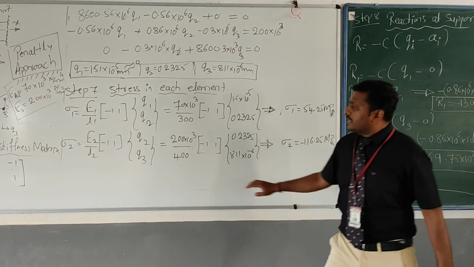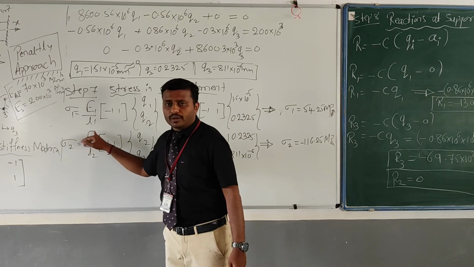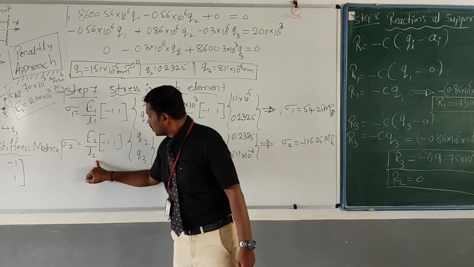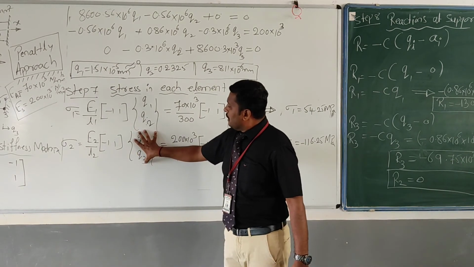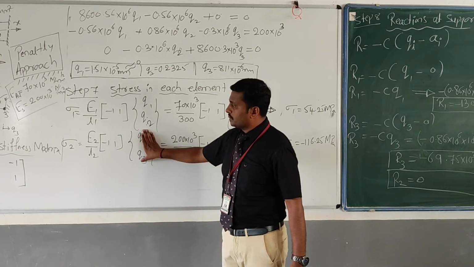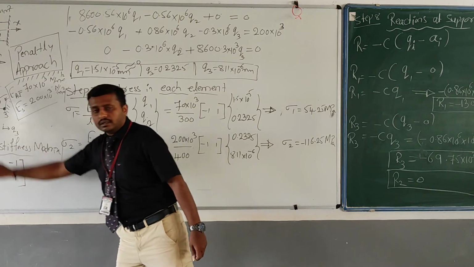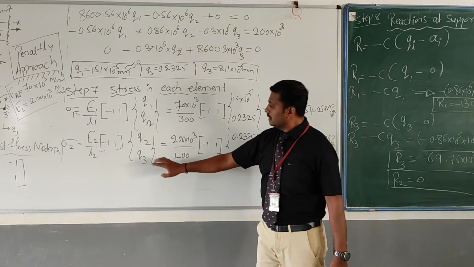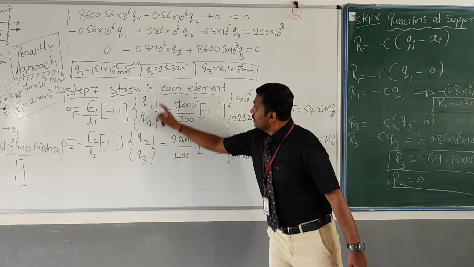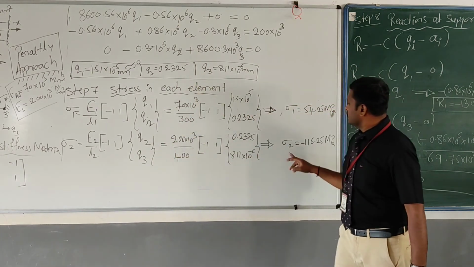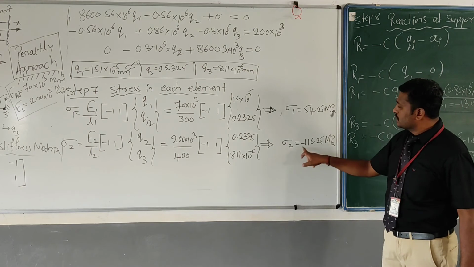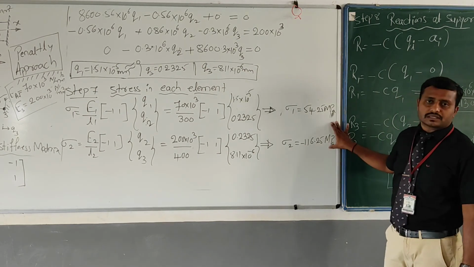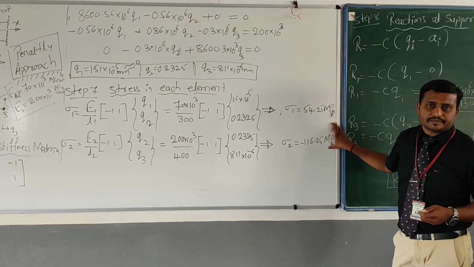And sigma 2 equal to E2 upon L2. The general equation is E upon L. This is for element number 2, E2, L2. Here again, node numbers we have to use: for element number 2, the node numbers are 2 and 3, so Q2, Q3. You know the values of Q2 and Q3; they are available here. Substitute here, and sigma 2, the stress in element number 2, is minus 106.25 megapascal or Newton per millimeter square.